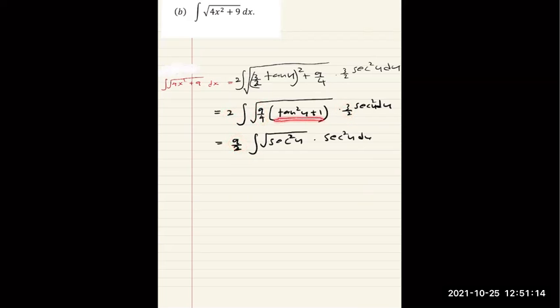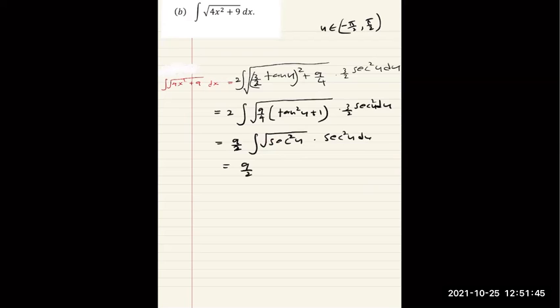You get 9 over 2 times... this is 1 plus tan squared is secant squared. So you have a square root of secant squared u times secant squared u du. But what is this one? Can we say that it's just secant u? Yes. Remember, in the case of tan substitution, u is between minus pi over 2 and pi over 2. In that case, your secant is positive. Okay, so the square root of secant squared u is just secant u.